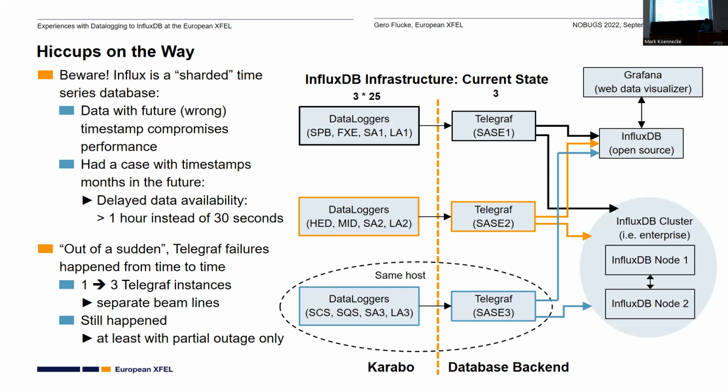Then, more at the beginning of this year, or maybe the end of last year, from time to time we suddenly saw some failures of our ingest agent, the Telegraf. While we were debugging and trying to understand this, we said, maybe it's not a good idea to have only a single one there. We now share the load of our 3 beamlines between 3 instances. If the problem still appears, at least only 1/3 of the facility is affected, not everything.